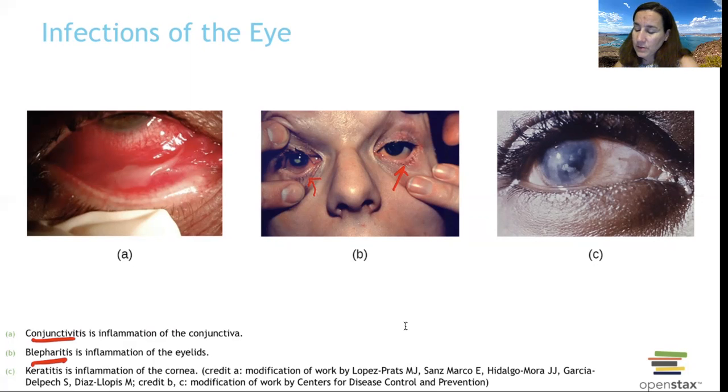And then if we were talking about the cornea, if the cornea was inflamed, infected, keratitis. So we can see in this picture right here, they've got keratitis going on, where that cornea is all infected and all white, and it looks like it is very hard to see.